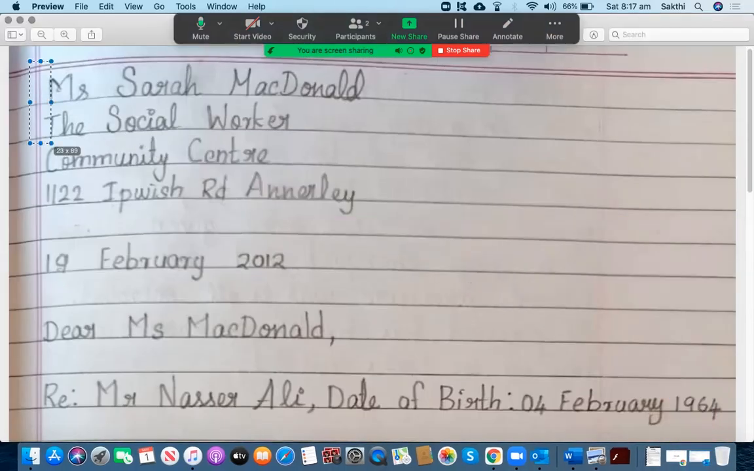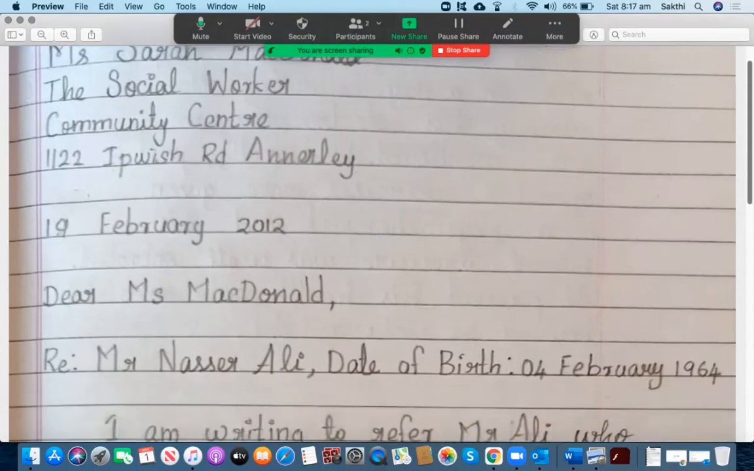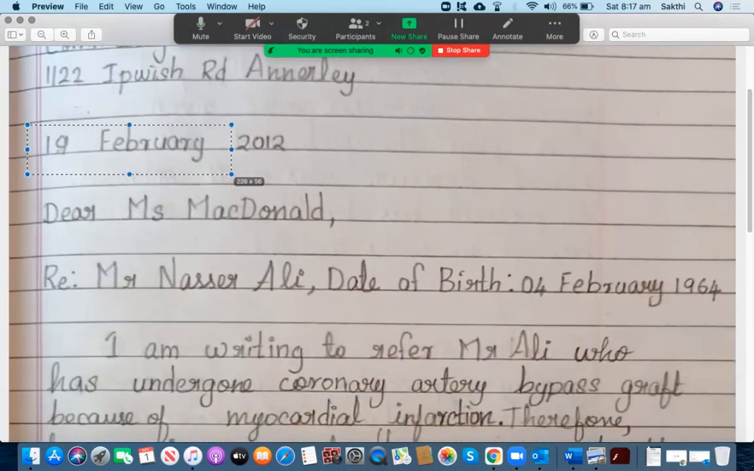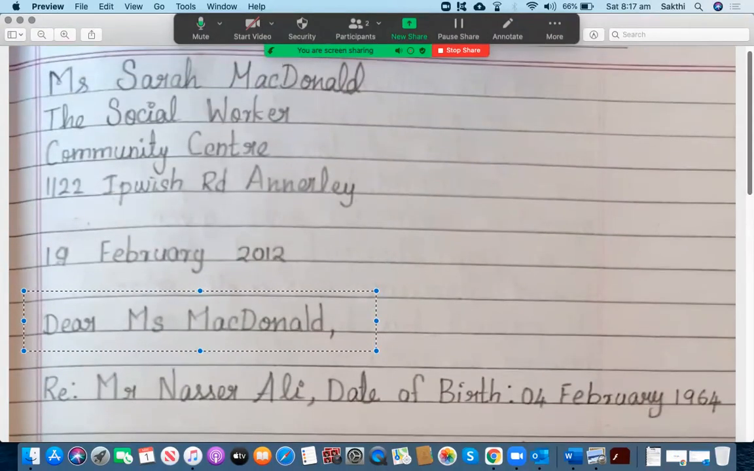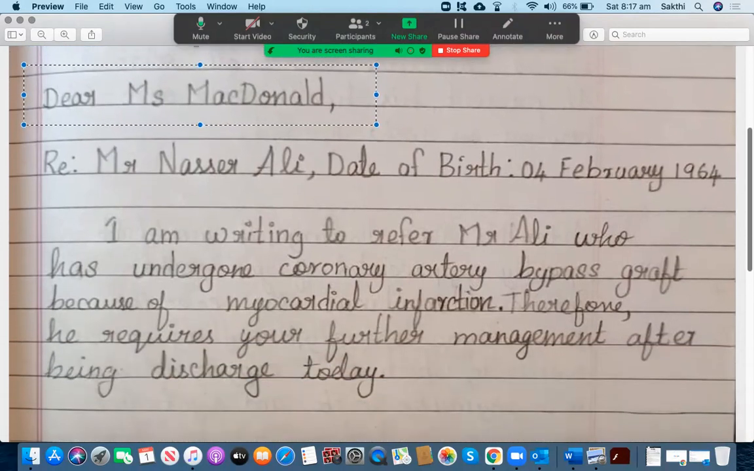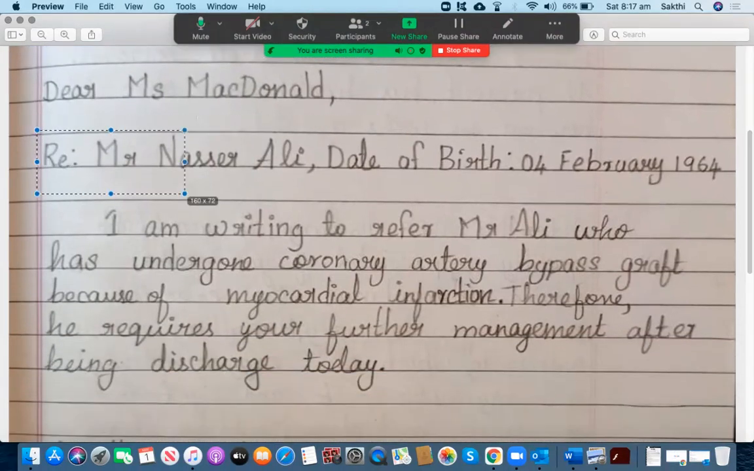She has written down the addressee's contact details on the top without any spelling mistakes, so I'm happy with that. And then she has written down the date of the letter as well, that is also good. And then she has written down the addressee's salutation, and that's good. She has done a wonderful job till now. And then she has written the reference details of the patient without using the abbreviation, so that is good. She has written date of birth instead of DOB, so I'm happy with that.